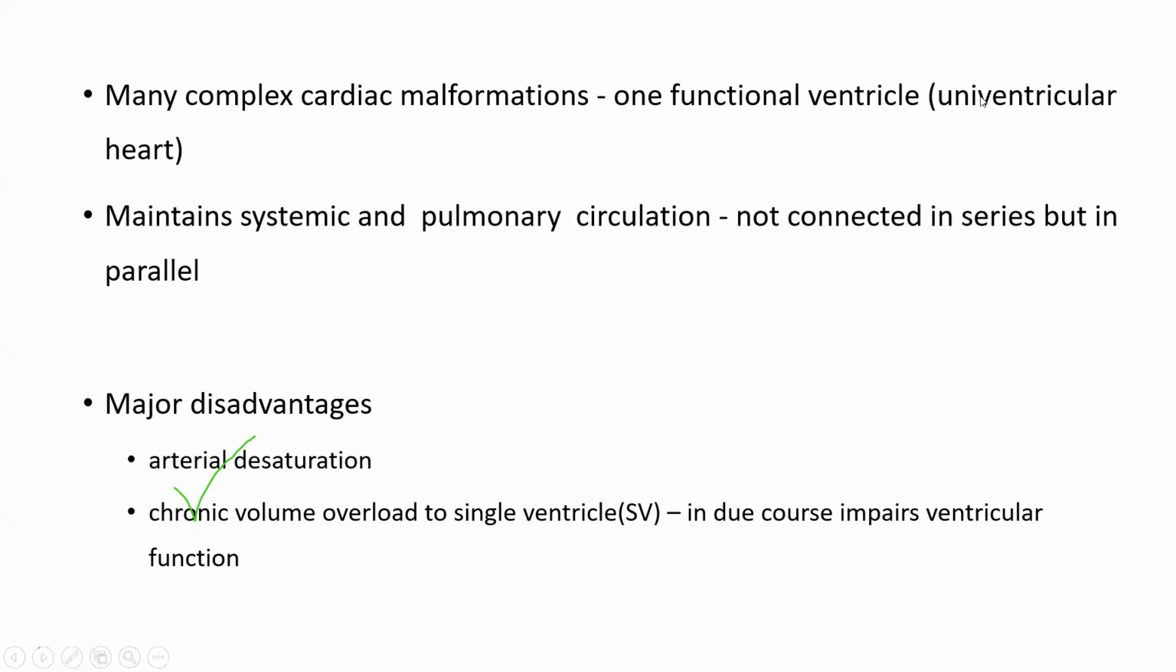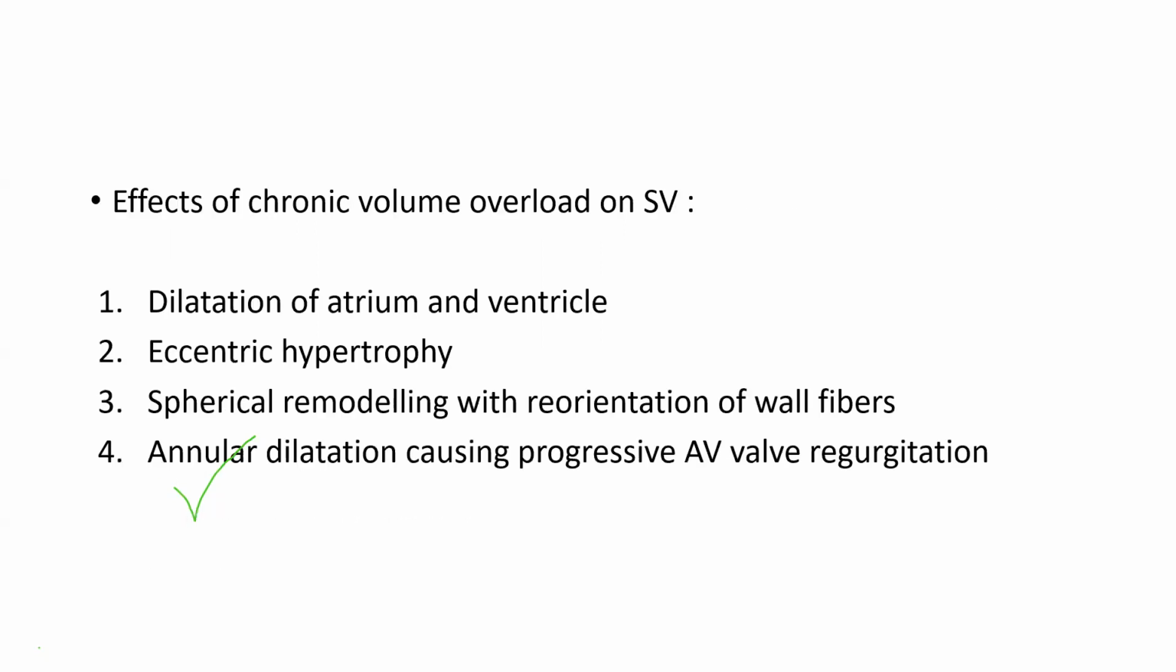So it is done in a univentricular heart. It maintains the systemic and pulmonary circulation not connected in series but in parallel. The major disadvantages are arterial desaturation and chronic volume overload to the single ventricle, which in due course leads to impaired ventricular function. Univentricular heart leads to arterial desaturation and chronic volume overload. So to prevent this, we'll do a Fontan operation.